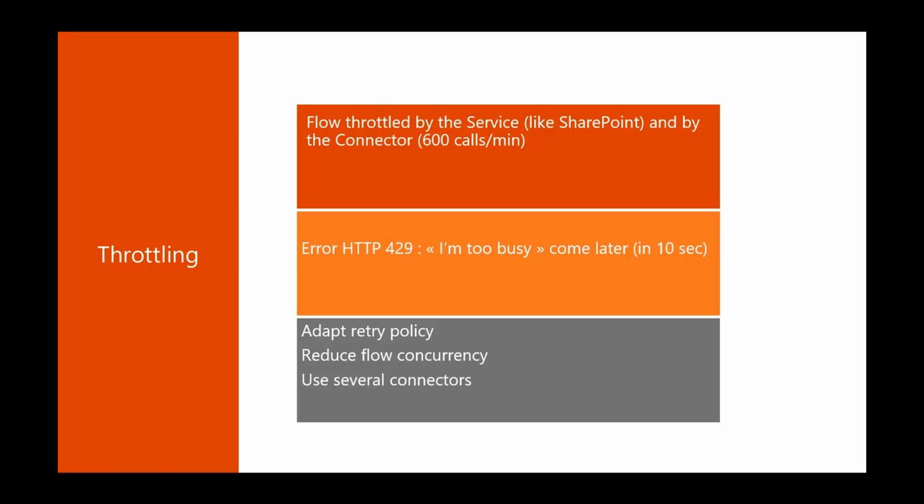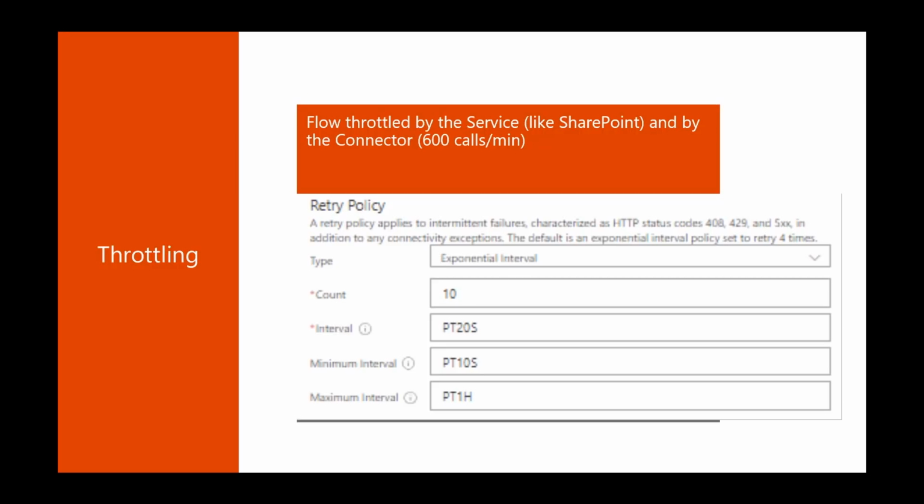And sometimes the default policy is not enough. So if you go to the action settings, you will see retry policy. By default, it's exponential. That means, for instance, if I remember well, if you try 4 times, the first time it will be after 5 seconds, and then 25, and then 25 by 25, etc. So that's exponential. So you can change these settings.